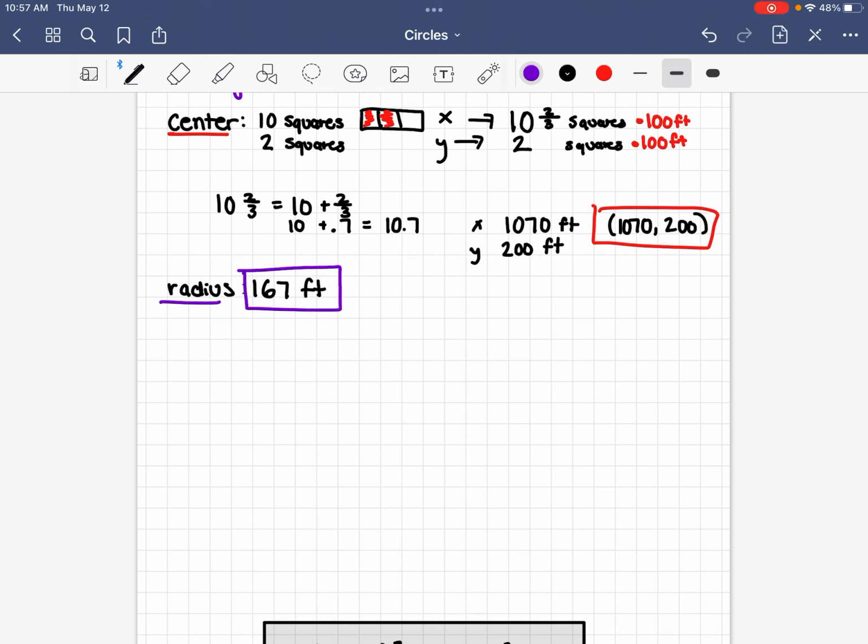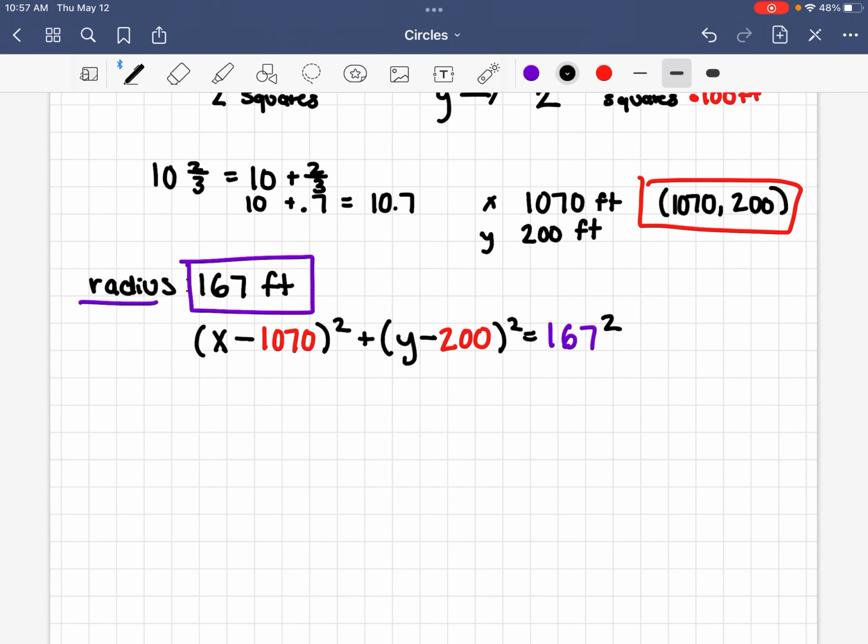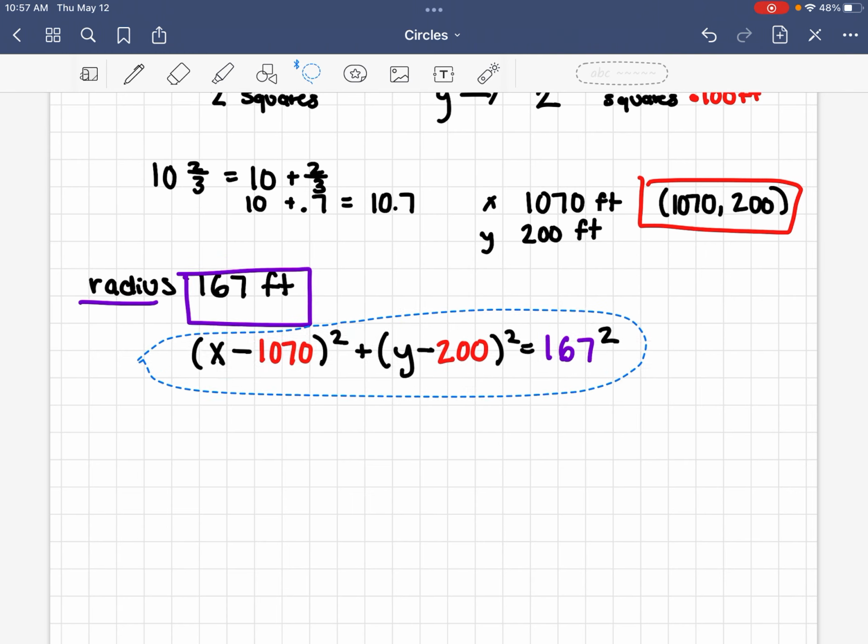Now I'm just going to plug it into my equation. So I have x minus my x term squared plus y minus my y term of my center squared equals 167 squared. Now, since these are really big numbers, I'm going to allow for you to leave it like this. I'm not going to make you do the 167 times 167 because you're going to get a very big number. So let's just leave it small and tiny for now.